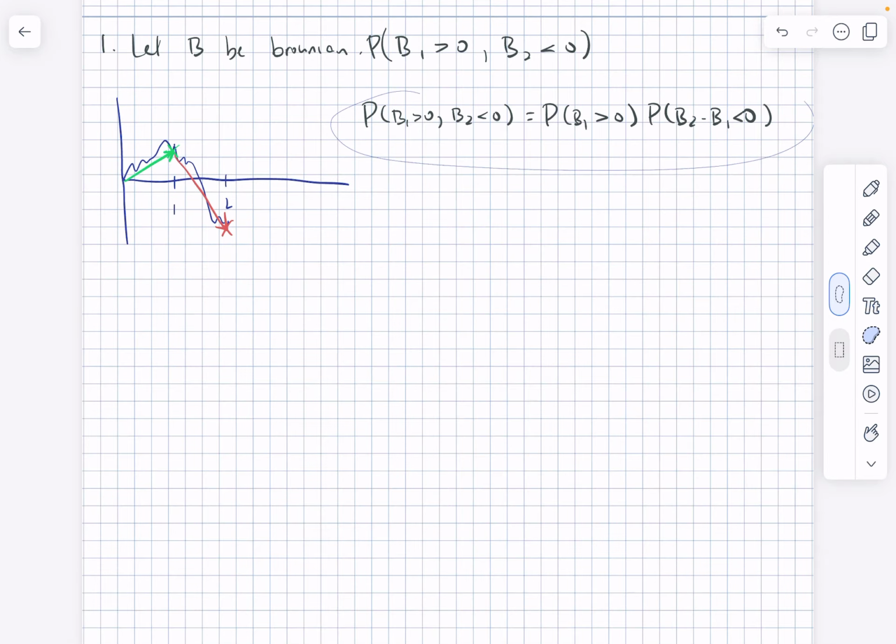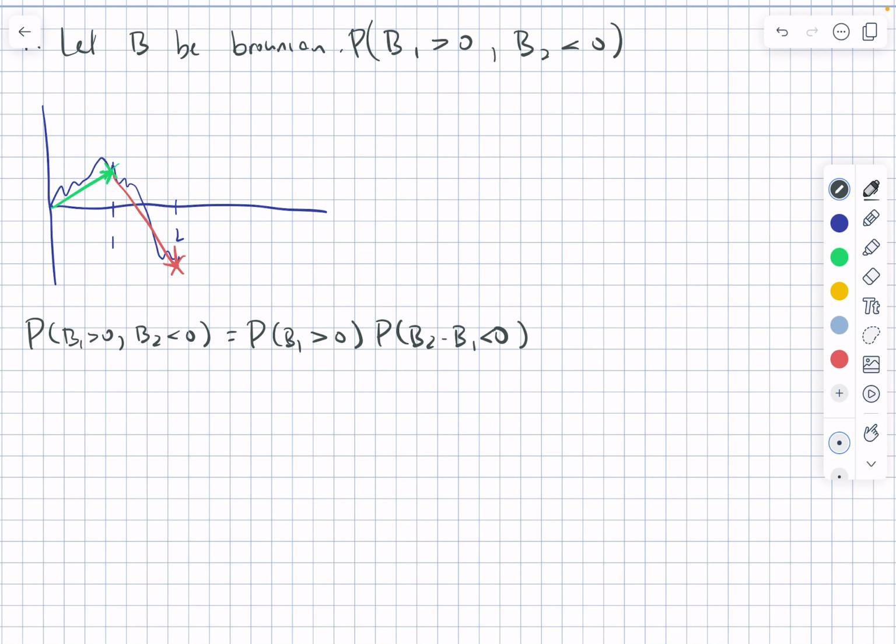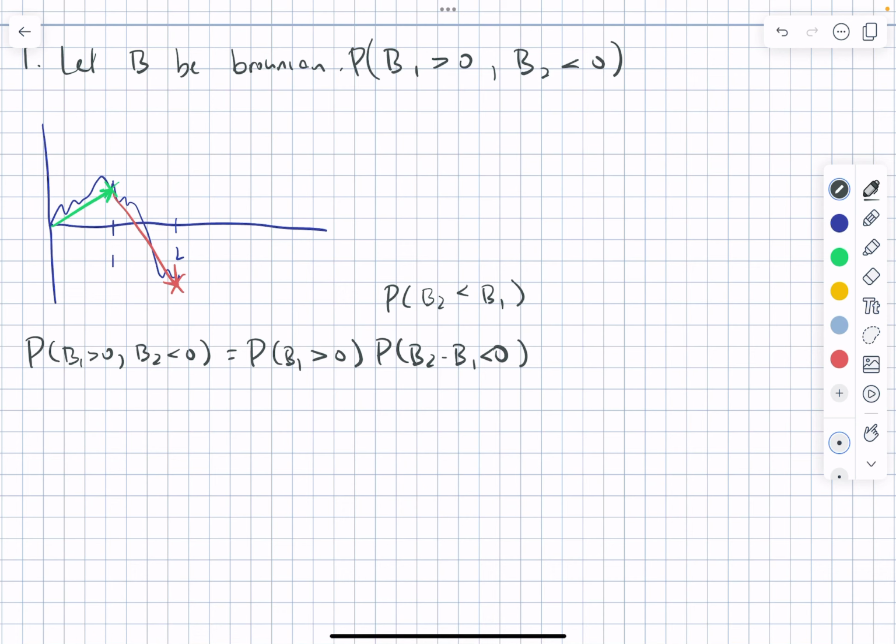Let's actually move all of this down so we have more space. The probability that B2 minus B1 is less than 0 is the same thing as saying the probability that B2 is less than B1. These things are identical, B2 and B1. So the probability that this is less than 0 is just 1 over 2 as well. Finally, we need the probability that the absolute value of B2 minus B1 has to be greater than the absolute value of B1.